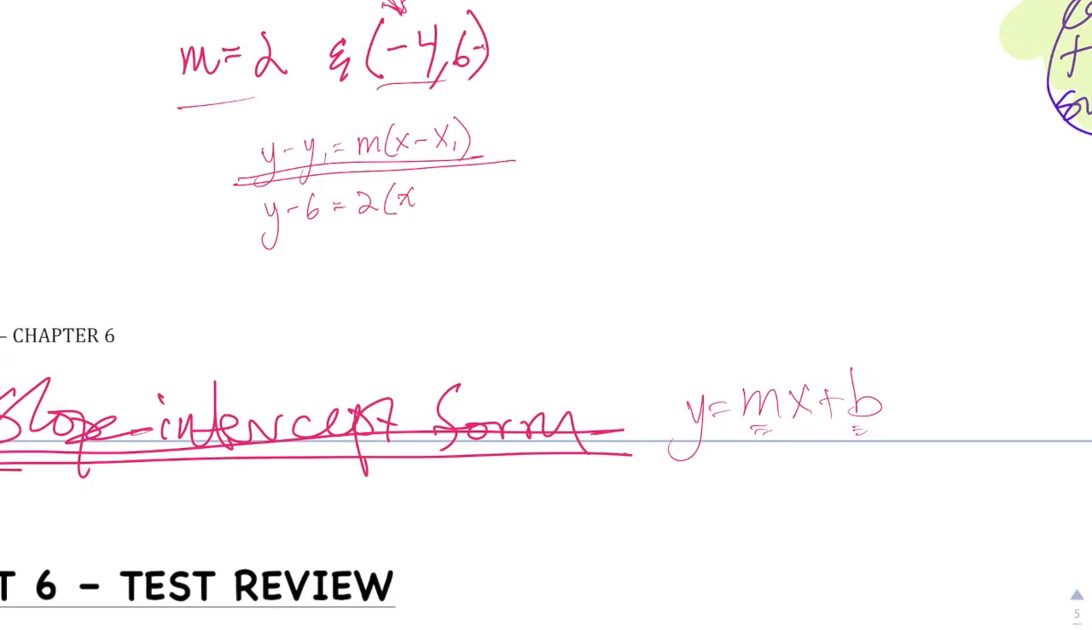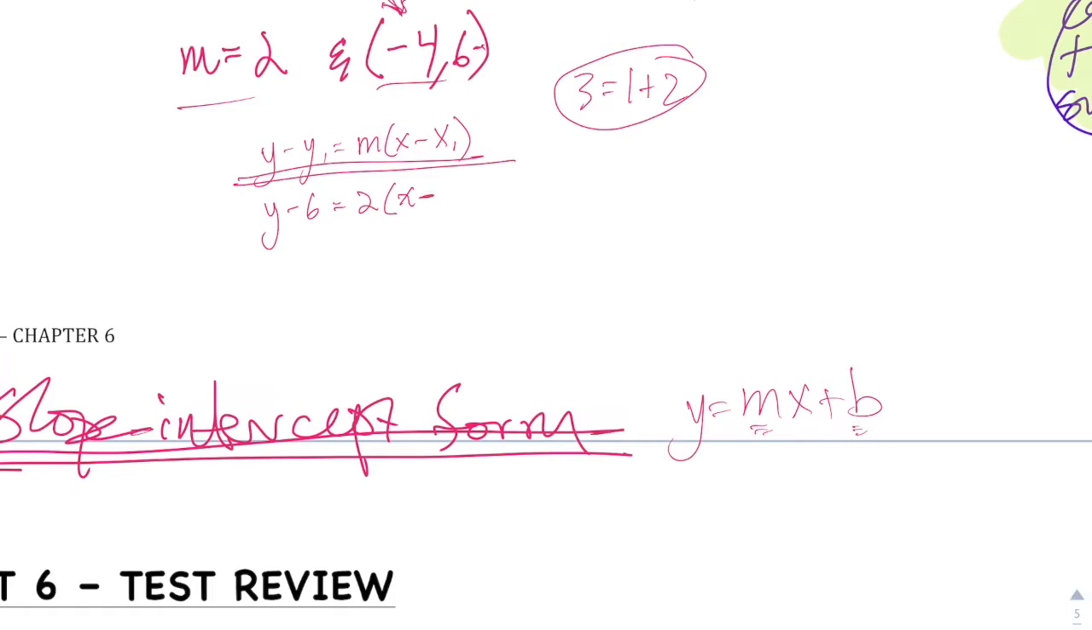And you have x because you must have an x and a y. You still need x's and y's to have an equation of a line. If these were all numbers, you might just end up with something like this. Yeah, it's a true statement, but that ain't no equation of a line. It's just 3 equals 3. There's no way to graph that.